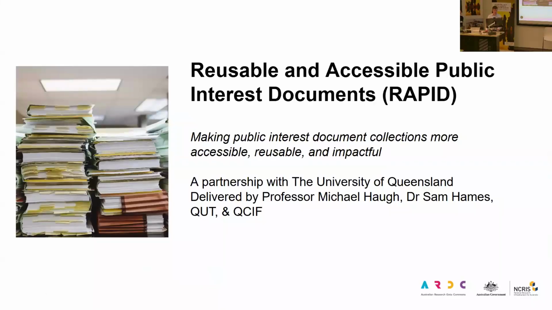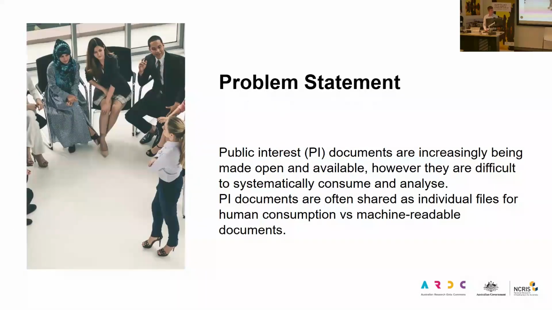Okay, so third project, RAPID. This is a partnership with the University of Queensland, to be delivered by QUT, QSIF, and UQ. So its aim is to make public interest document collections more accessible, reusable, and impactful. So as many of you know, public interest documents play a vital role in providing transparency around government outputs. These include records such as Hansards from federal and state, public submissions, transcripts of hearings, and many others. In recent years, there's been commendable progress in making these documents more openly accessible. However, a persistent last mile challenge remains.